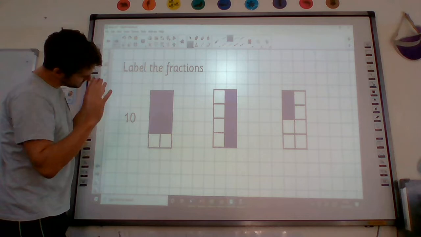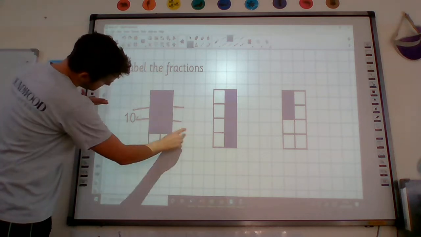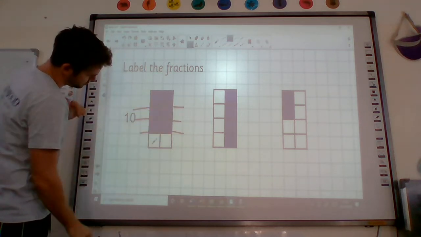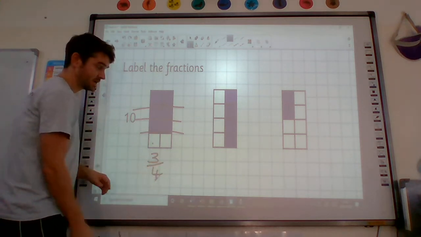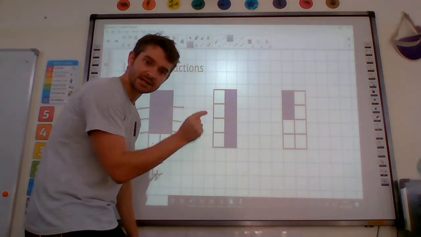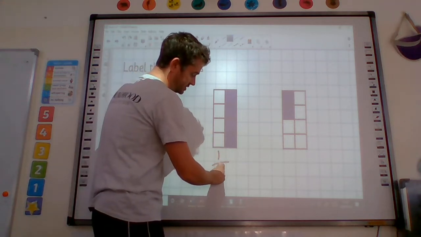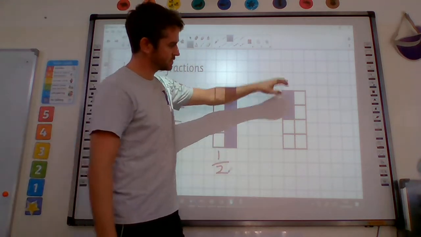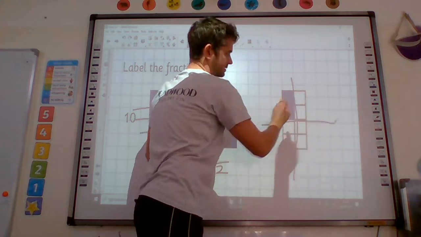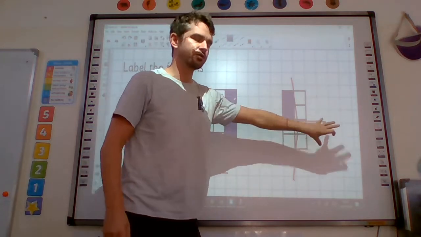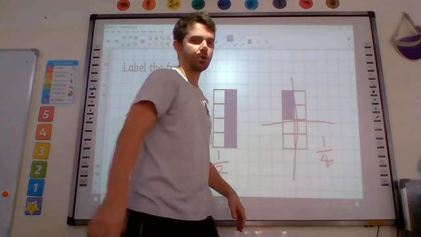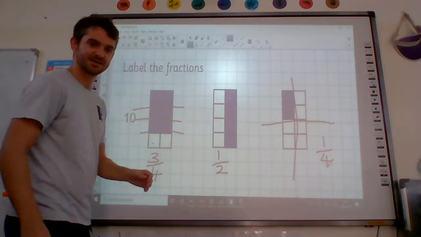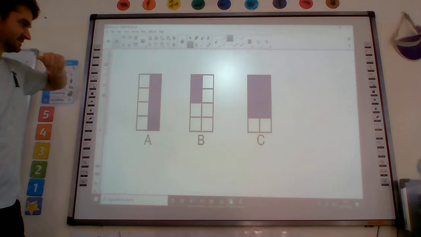This one here, I'm turning my head, I can see 4 equal groups, 1, 2, 3 coloured in. So this one is our 3/4. This one's nice and easy by now. We're experts. We've been doing half for ages. There's half. And this one over here, 1, 2, 3, 4 equal groups, 1 coloured in. This one is our quarter.